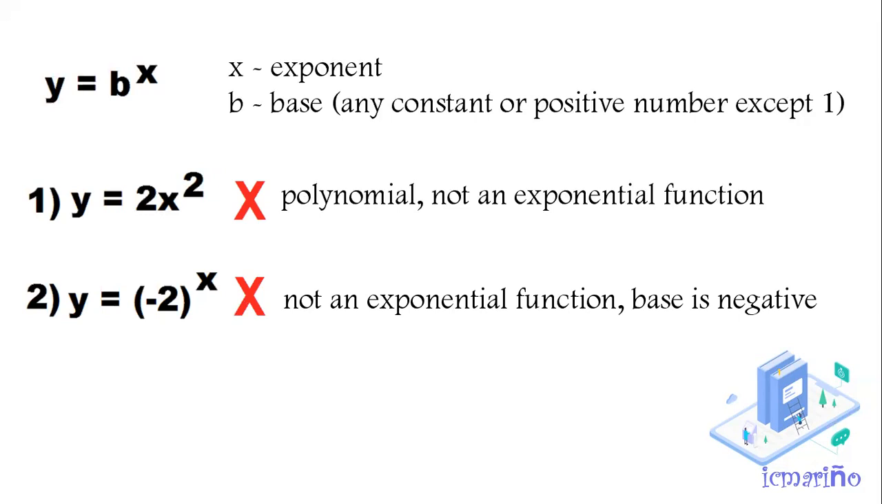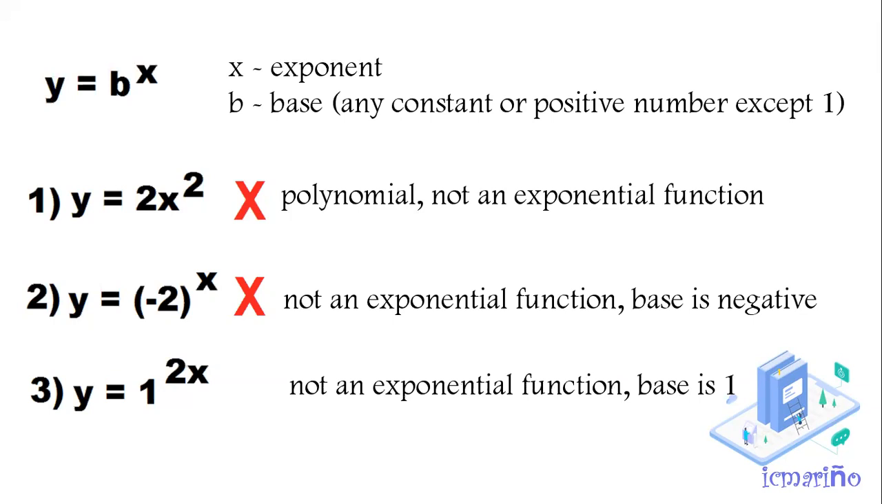Next, y is equal to 1 raised to 2x. Our exponent is 2x. I think this is a valid exponent, but the base is 1. According to the rule again, the base is any constant or positive number, but not the number 1. So in this case, this is not an exponential function because our base is 1. Next, let us move to the next.